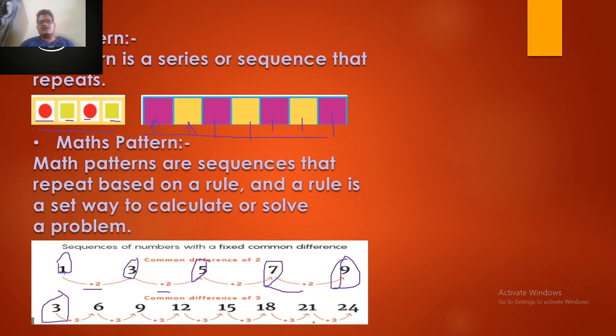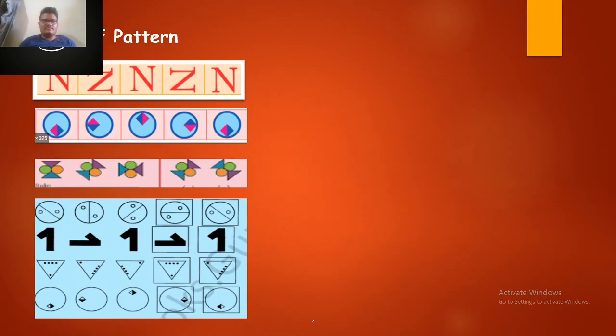So in maths there are some rules, and using some rules we have to calculate to find a pattern. Okay, next you can see turn of pattern. You can see here an n is given. In the next step you can see n is rotated. Again it rotates, it looks like z. Again it rotates, it looks like n. So here is one pattern going like that.